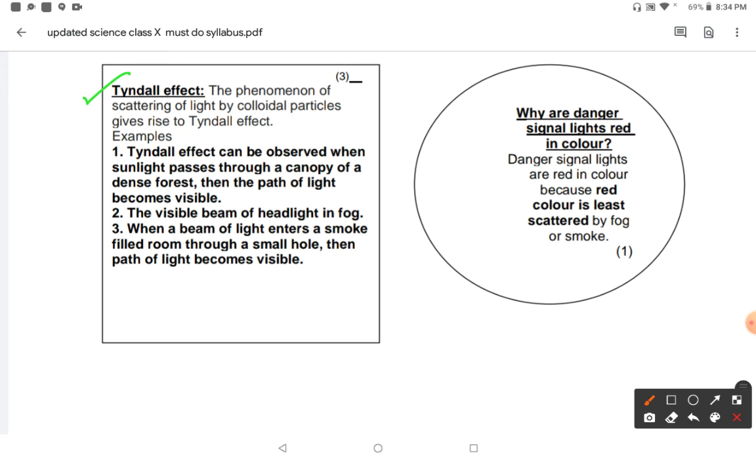The Tyndall effect can be observed when sunlight passes through the canopy of a dense forest, and then the path of the light becomes visible. Similarly, the visible beam of headlights in fog. Third, when a beam of light enters a smoke-filled room through a small hole, the path of the light becomes visible. Why are danger signal lights red in color? Because red color scatters less due to its high wavelength. So danger signals are always red in color.